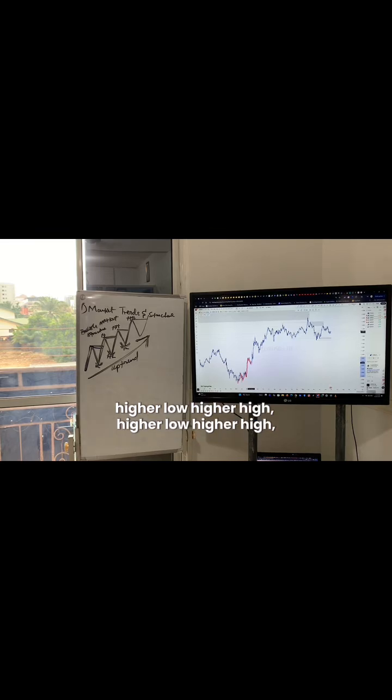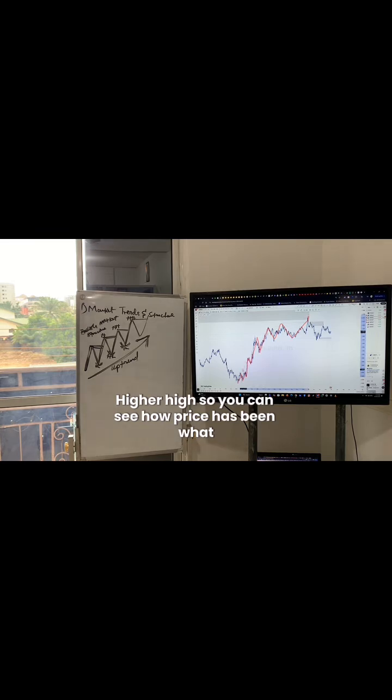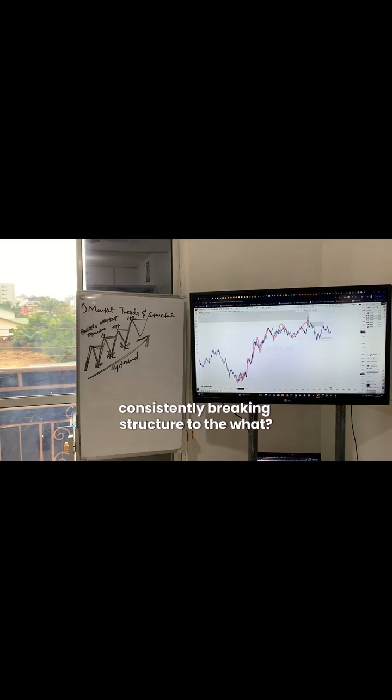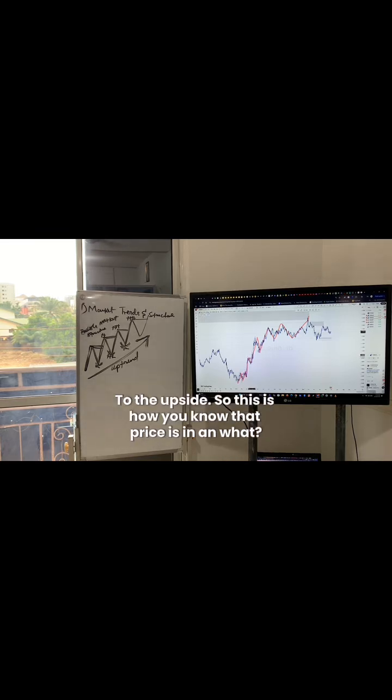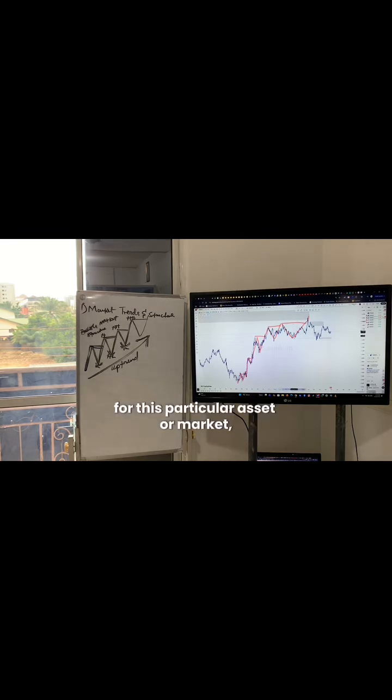Higher high, higher low. Higher high, higher low. Higher high, higher low, and higher high. So you can see how price has been consistently breaking structure to the upside. This is how you know that price is in an uptrend. There is a constant increase in price for this particular asset or market, right? So in this type of market condition, you only want to look for buy opportunity. It's as simple as that.